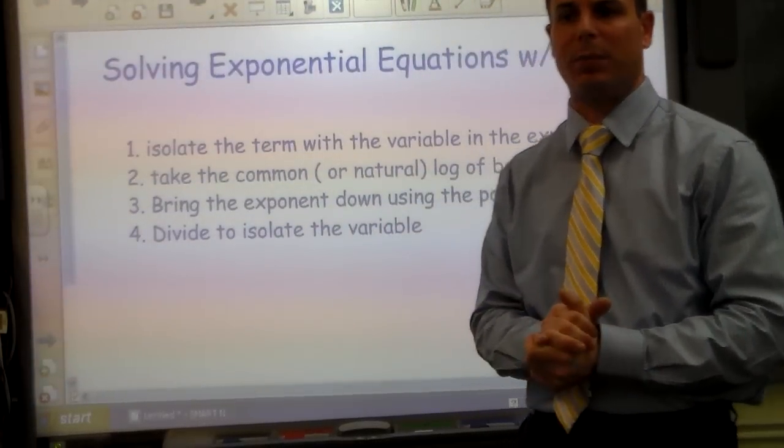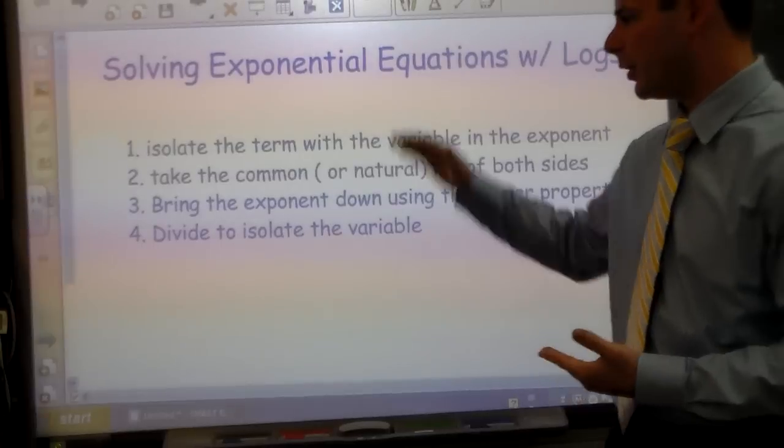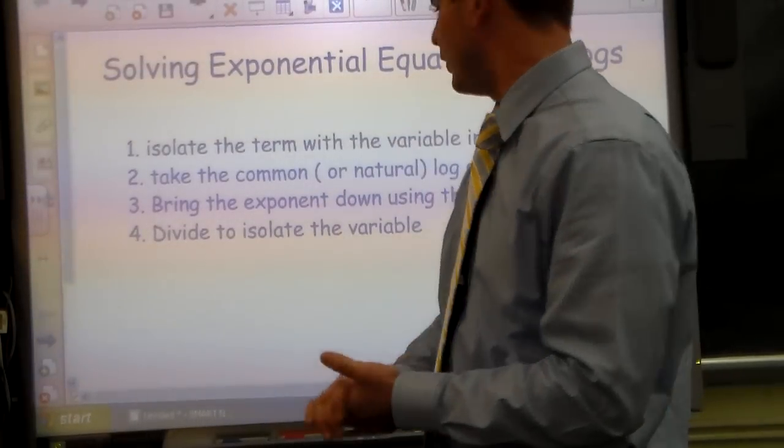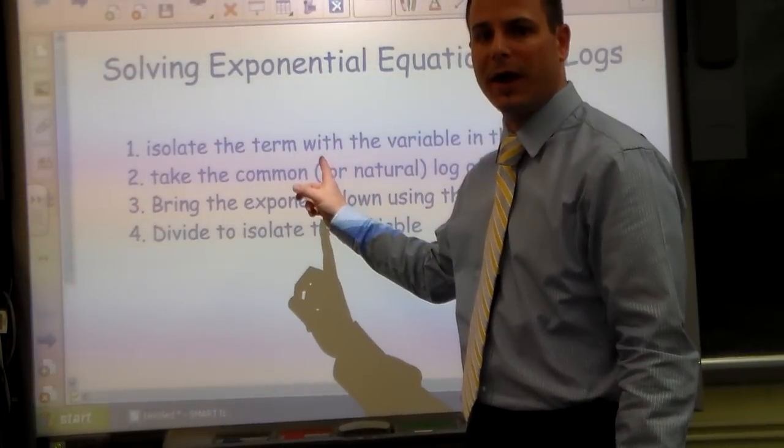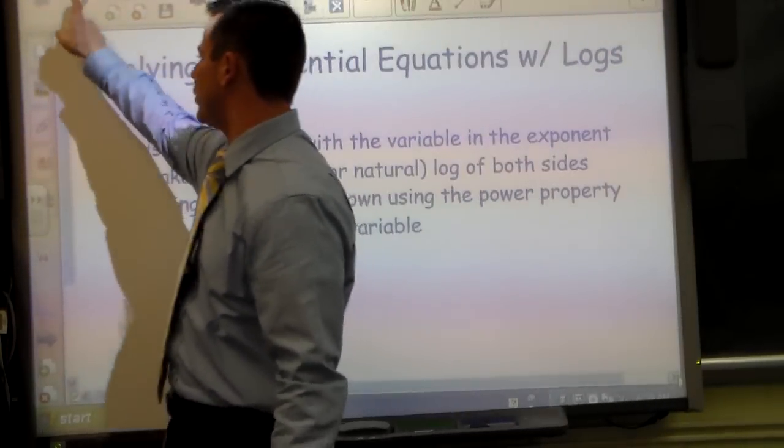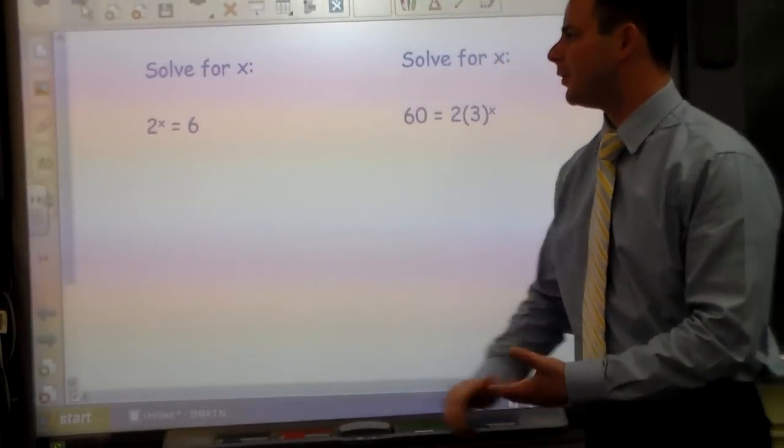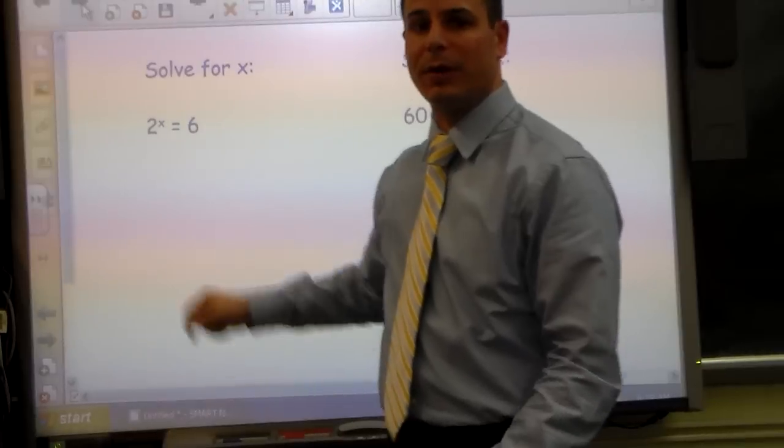So it seems like a pretty straightforward procedure, and all you have to do is follow these steps. And then again, it's your decision whether you're taking the common log or the natural log of both sides. So let's just take a look at what one of these would look like. Here's an example of an exponential equation, 2 to the x power equals 6.